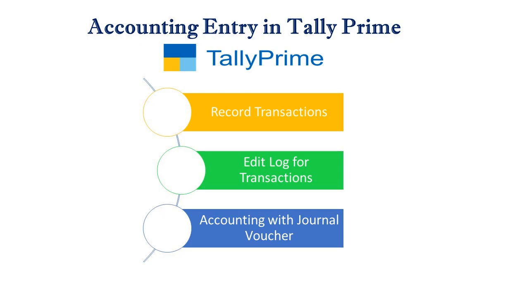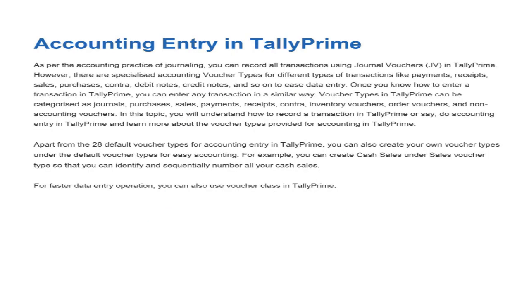TallyPrime. As per the accounting practice of journaling, you can record all transactions using Journal Vouchers (JV) in TallyPrime. However, there are specialized accounting voucher types for different types of transactions like payments, receipts, sales, purchases, contra, debit notes, credit notes, and so on to ease data entry. Once you know how to enter a transaction in TallyPrime, you can enter any transaction in a similar way.